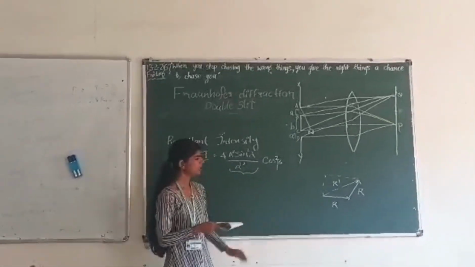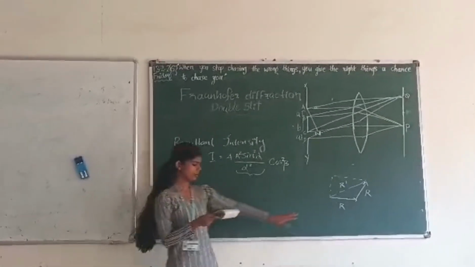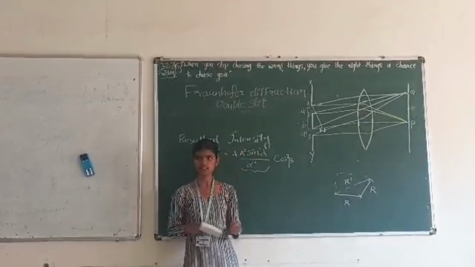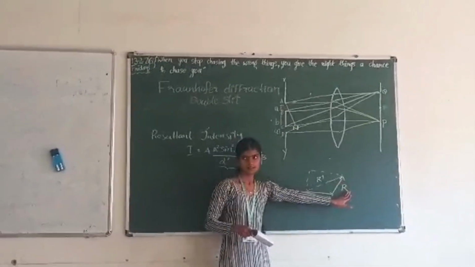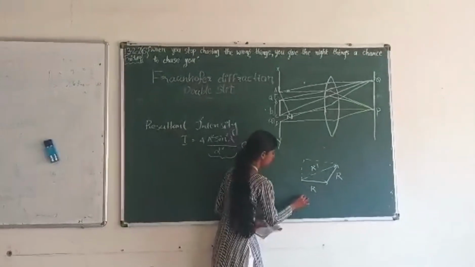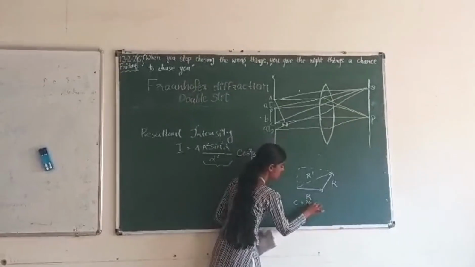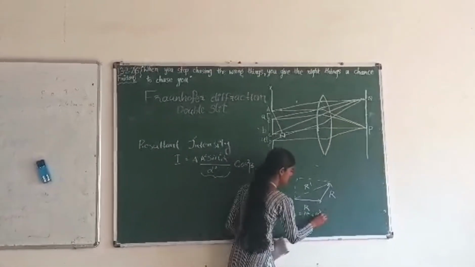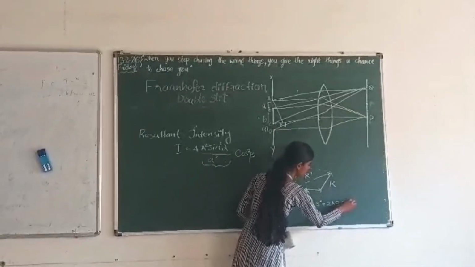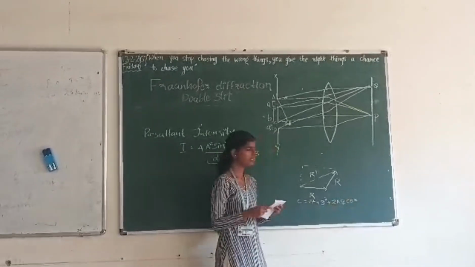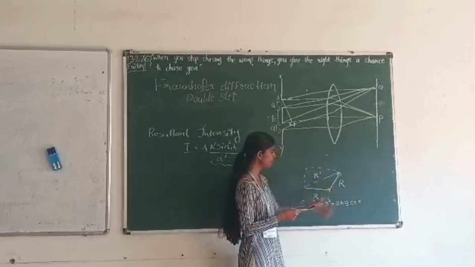If A and B are the sides of a parallelogram, the resultant vector squared, which we can take as C, is A square plus B square plus 2AB cos of the angle between the two vectors.